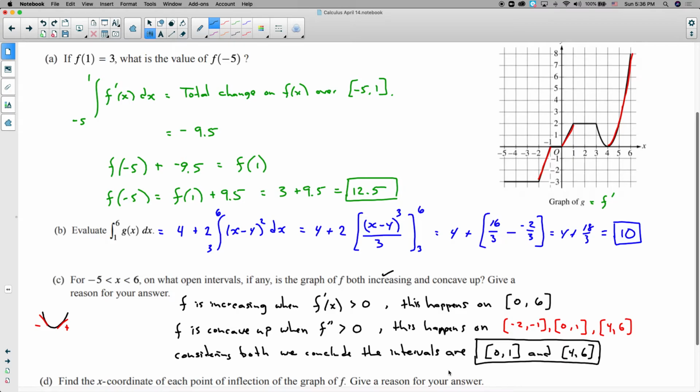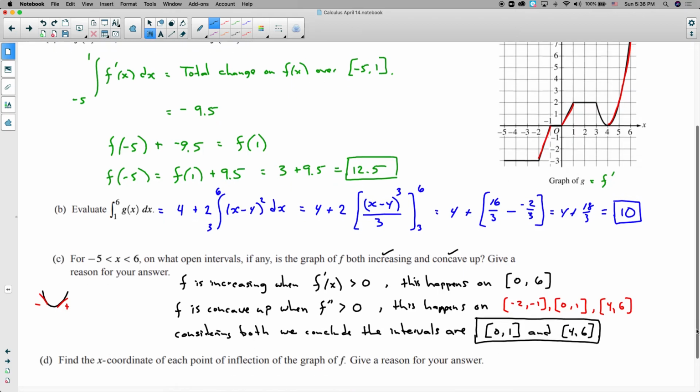All right, so recapping that one, we had to think about the relationship between f and f prime and f double prime. And it's really just slowly thinking through what increasing means in terms of f prime, and that we have the f prime function, and what does concave up mean in terms of f double primes, and how do f double primes relate to graphs of f prime. Okay, and I laid that all out. And then it's taking these two subsets and finding where they intersect. All right.